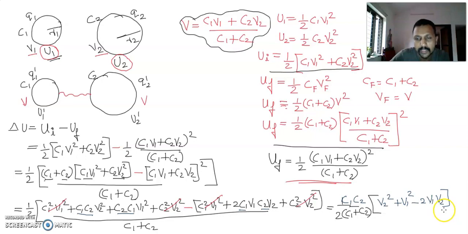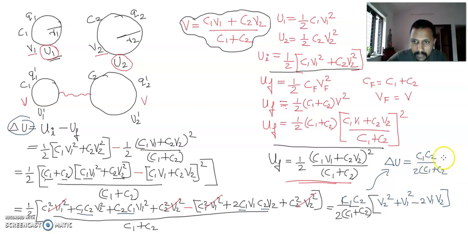And what is V2 square plus V1 square minus 2 V1 V2? It is V2 minus V1 the whole square. Therefore, I am writing this equation, that is the final equation. What were we doing? We were finding out the change in potential energy. Therefore, the change in potential energy, let me write it over here. It will be C1 C2 divided by 2 into C1 plus C2 into V2 minus V1 the whole square.